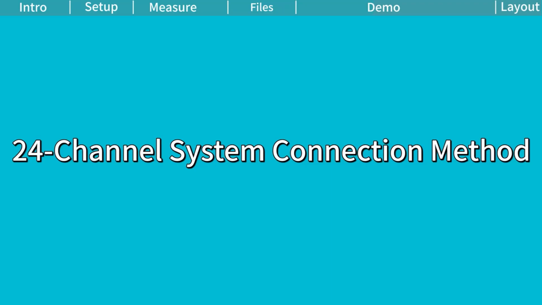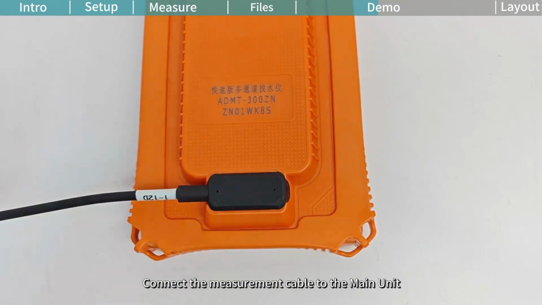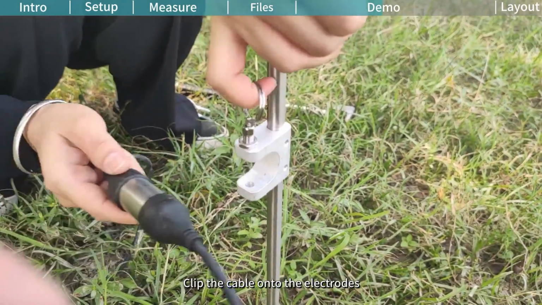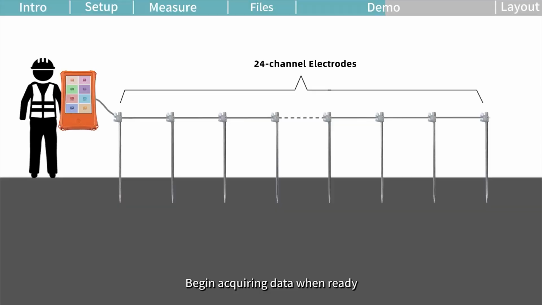24-channel system connection method. Connect 2 12-channel measurement cables together. Connect the cables to the main unit. Extend the cables along the survey line and insert the electrodes into the ground. Clip the cables onto the electrodes. Begin acquiring data when ready.